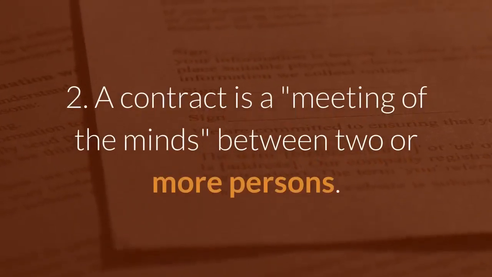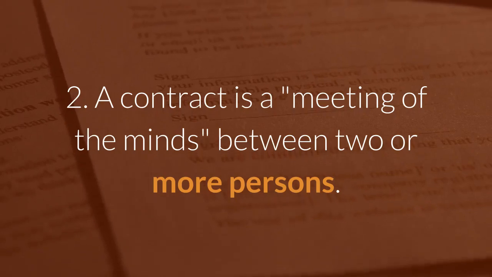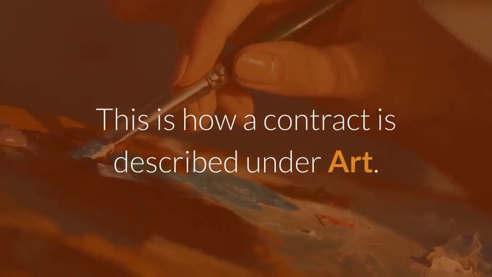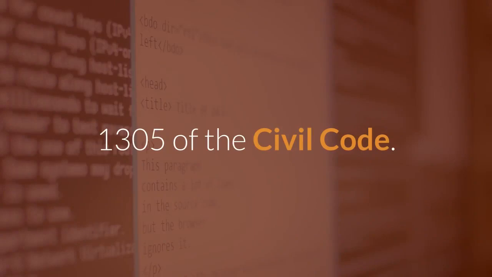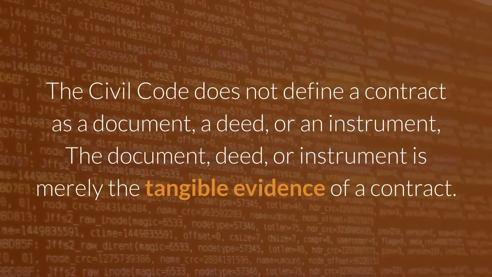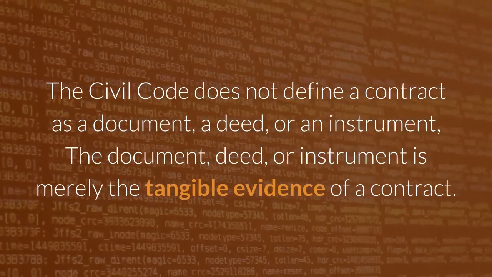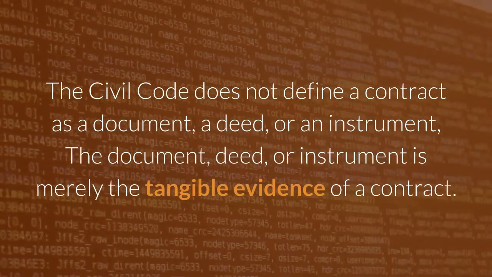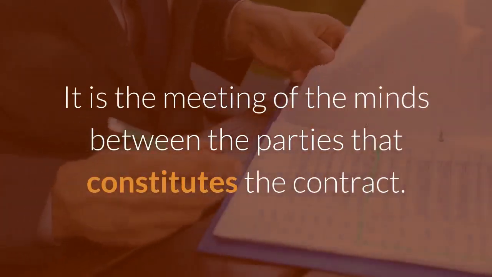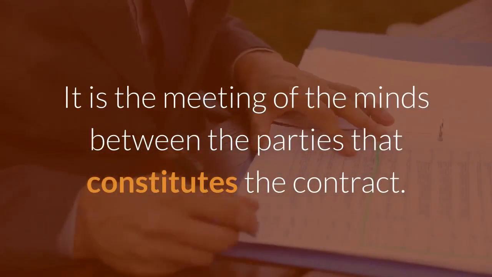2. A contract is a meeting of the minds between two or more persons. This is how a contract is described under Art. 1305 of the Civil Code. The Civil Code does not define a contract as a document, a deed, or an instrument. The document, deed, or instrument is merely the tangible evidence of a contract. It is the meeting of the minds between the parties that constitutes the contract.